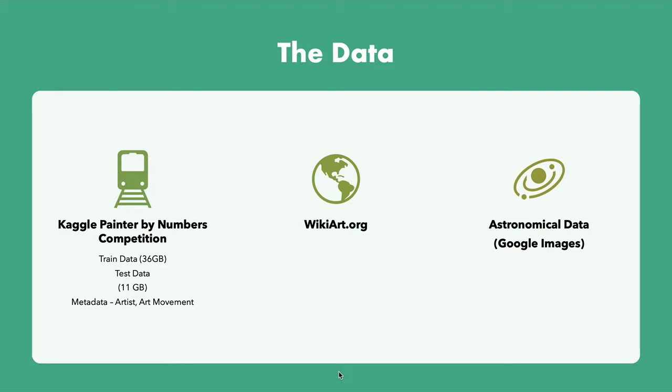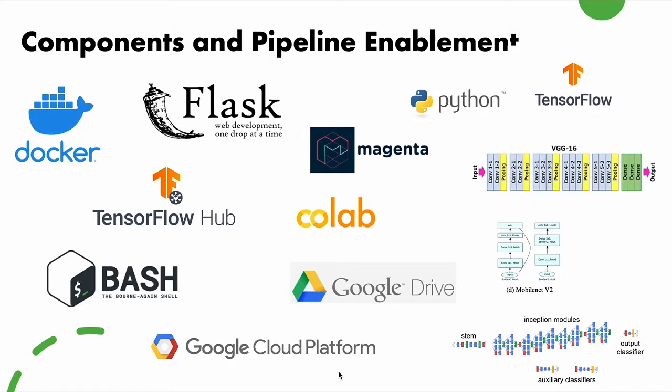Our models were originally trained on data obtained from WikiArt found on the Kaggle Painter by Numbers competition, with 36 gigabytes and 11 gigabytes of train and test data with thousands of images. We also added astronomical photos captured by Google Images. The components used in this project are shown here.